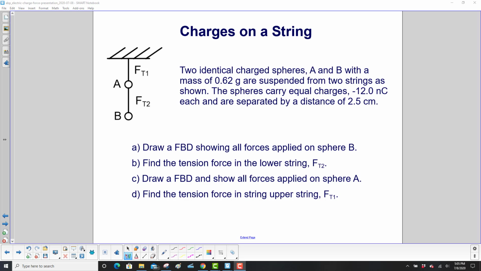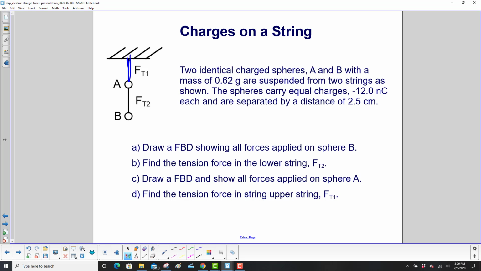Charges on a string, and this is cool because we're combining some dynamics here with electricity. We have two identical charged spheres, A and B, with a mass of 0.62 grams. They're suspended from two strings as shown. The spheres carry equal charges, minus 12 nanocoulombs, and are separated by a distance of 2.5 meters.